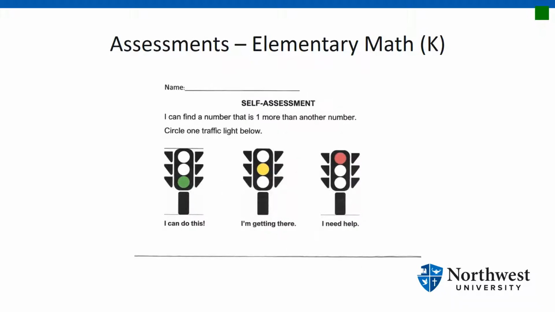And then there's a self-assessment that elementary students can use. I can find the number that is 1 more than another number. Okay, I remember. So if there are 3 bats, they had to circle 4. If they can do it, they circle the green light. If they need help, they circle the red light. These are simple examples of assessments.